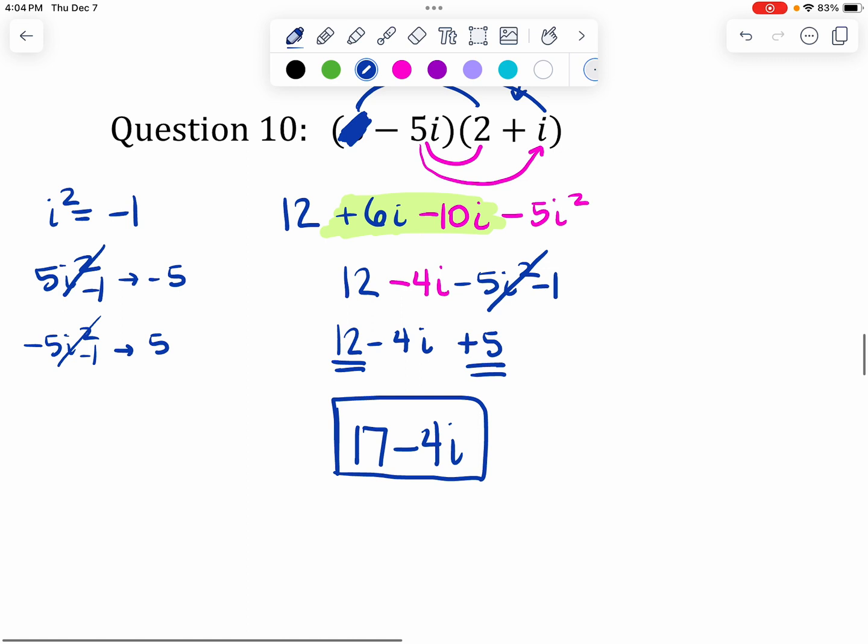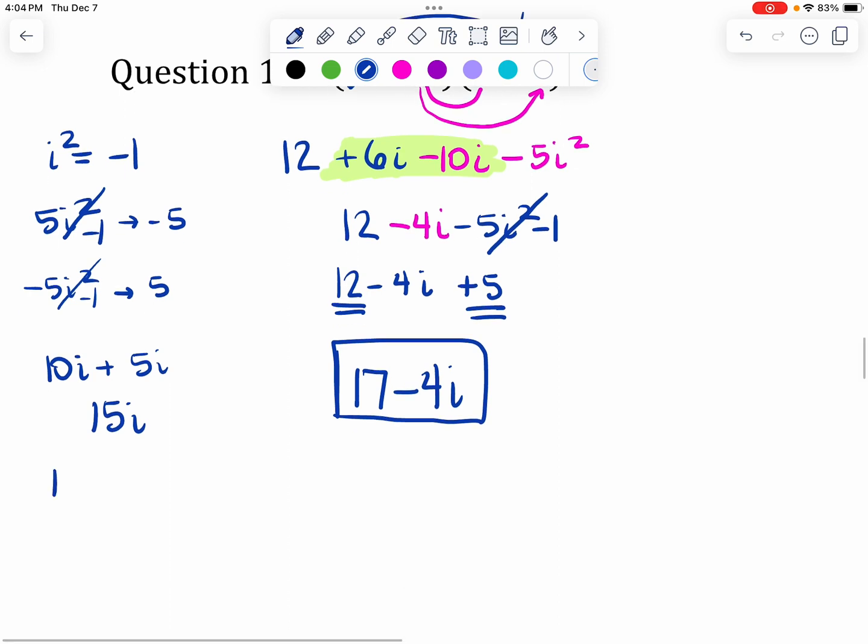Some other random things to remember. 10i plus 5i is 15i, not 15i squared. 10i squared plus 5i squared would be 15i squared. So when you're adding things together, the stuff that's the same stays the same. Apples plus apples is still apples, not apples squared. So think of i's as i's, not i squareds.